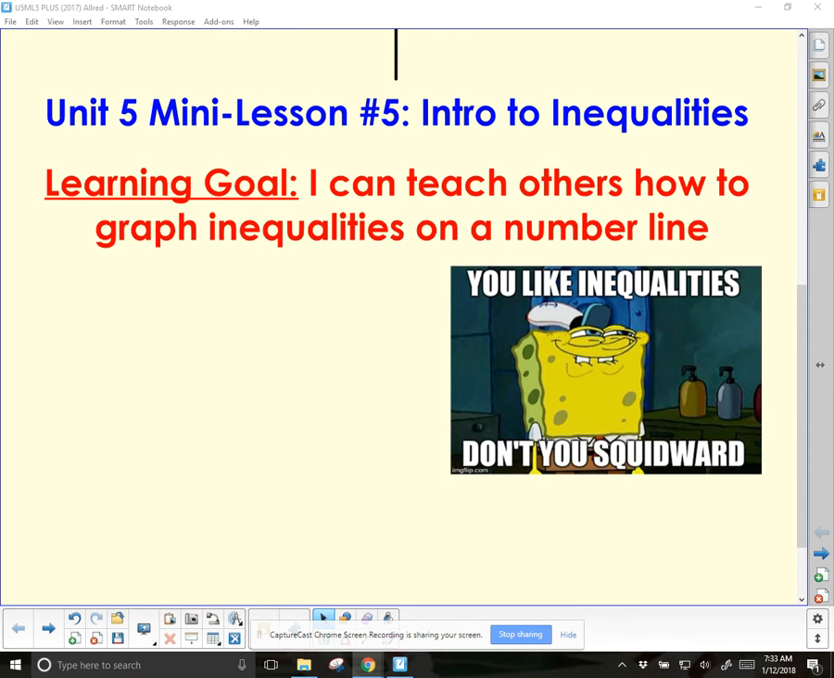Okay, so far in this unit, we've talked about expressions and equations. We have even written equation word problems, and today we're going to talk about inequalities and what they are, and graphing them on a number line.